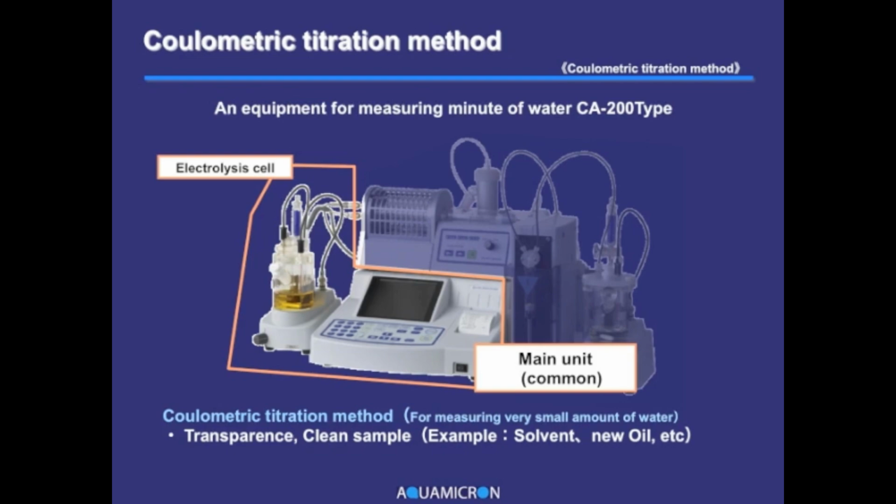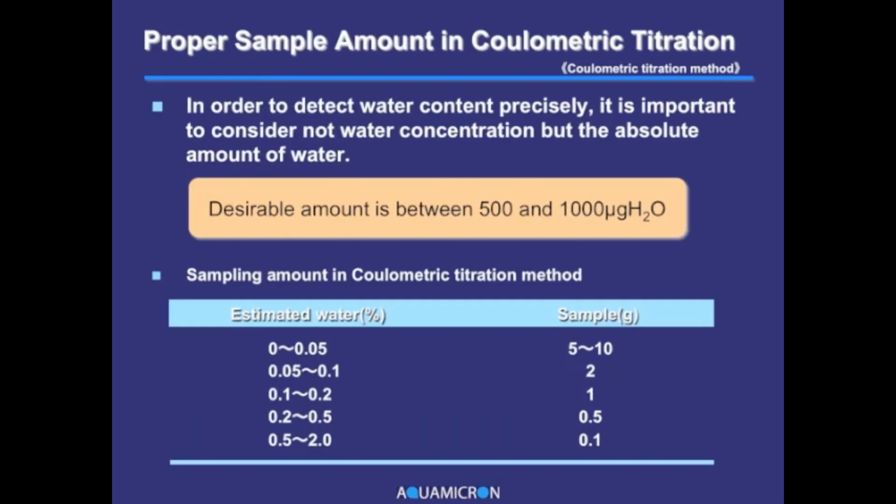Firstly, let's consider coulometric titration. As mentioned in the previous slide, it is suitable for relatively clean samples, such as organic solvents and oils. We often receive inquiries like, "I am planning to measure samples of 50 parts per million concentration," or "I am wondering how to measure a sample of 3%."